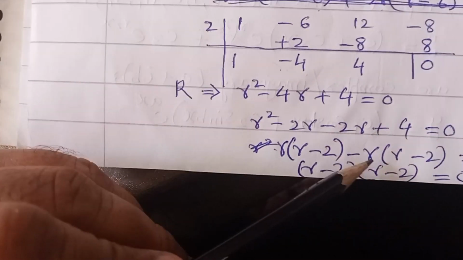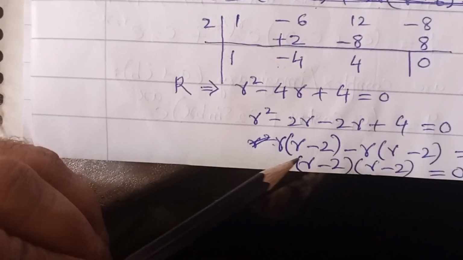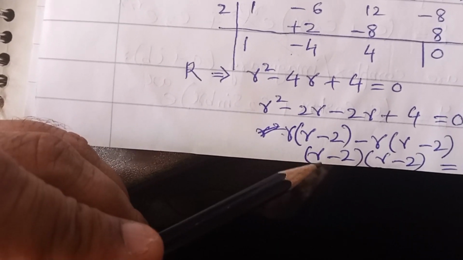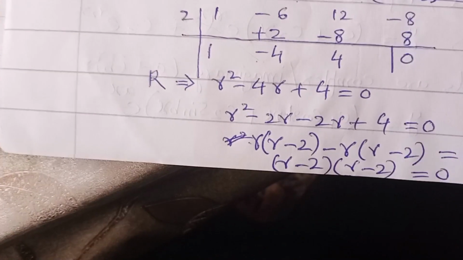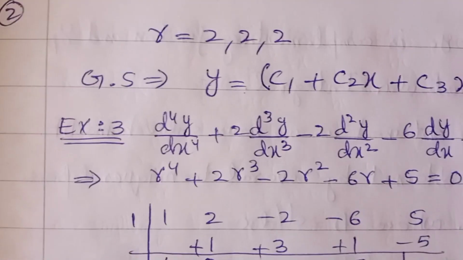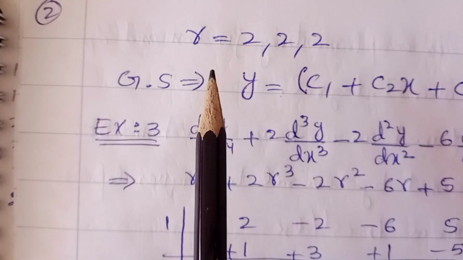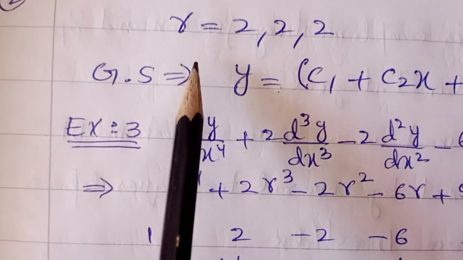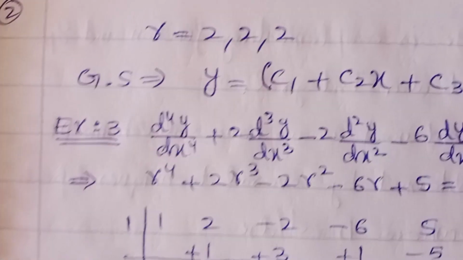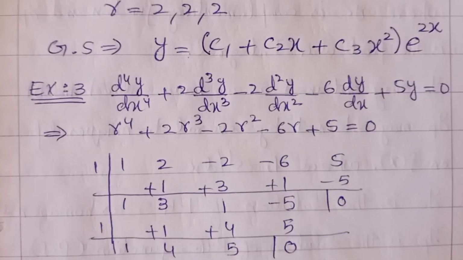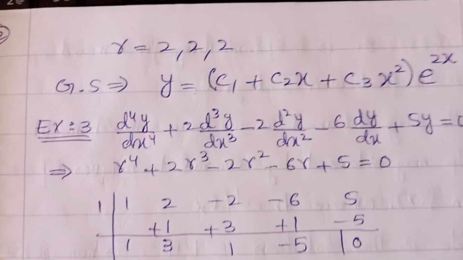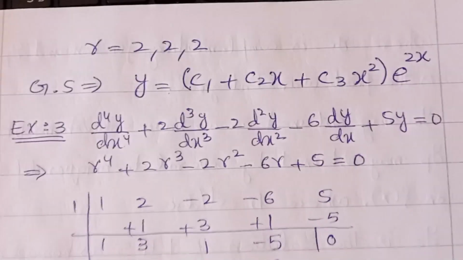From these two terms, taking r common, the remaining is r minus 2. Now again taking common, we have two same factors, r minus 2 and r minus 2 is equal to 0. So here we have two values. Look at this. We have got all three roots, which are 2, 2 and 2. All three values of the roots are similar, so in the case of similar roots, how do we write the solution of the equation?